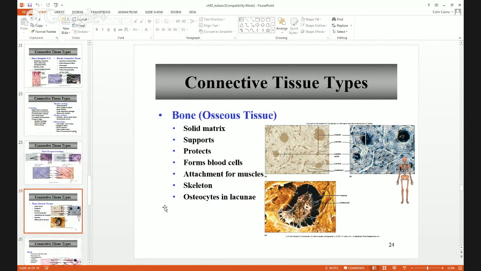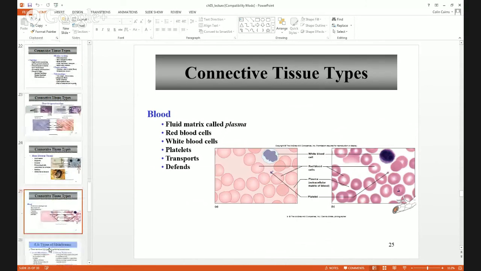And now we talk about bone. Bone, osseous tissue, a solid matrix. It supports the body, protects the organs, forms blood cells in the marrow. Attachment for muscles. It's the skeleton itself, and the osteocytes are in the lacunae. Blood. It has a fluid matrix called plasma. There are red blood cells, white blood cells, and platelets. It transports and defends.